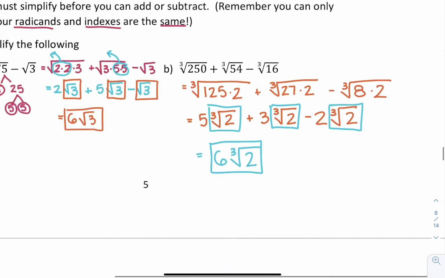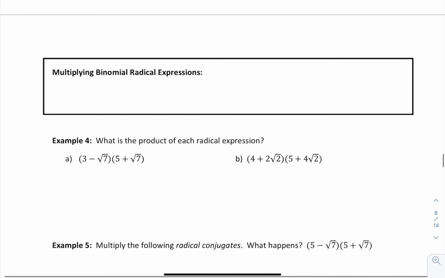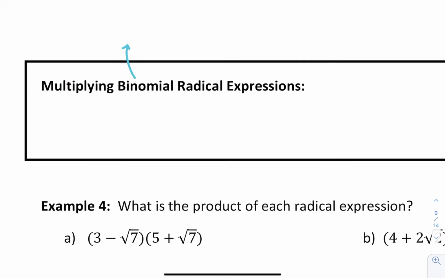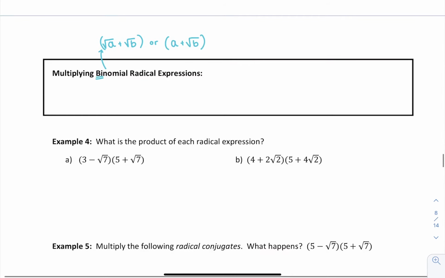The last thing we have to learn about is how to multiply binomial radical expressions. So it seems like a lot, but basically a binomial radical expression is something that looks like maybe square root of a plus square root of b, or maybe a plus square root of b. So it has 2 terms, which is where the bi comes from, 2 terms, and then some kind of radical in it. If we have a binomial radical expression, we're trying to multiply 2 of them, what we're going to do is use FOIL and then simplify. So let's see what happens.